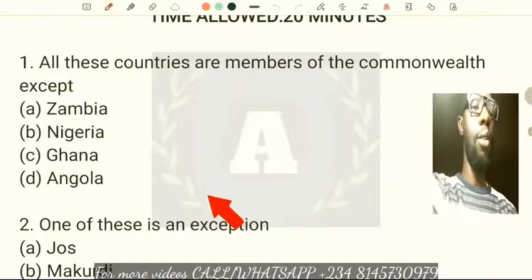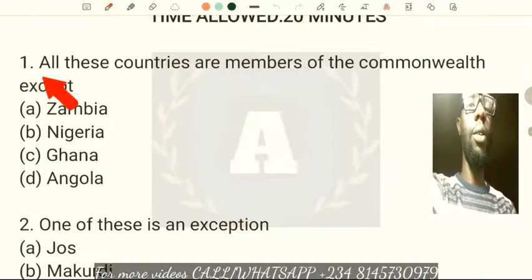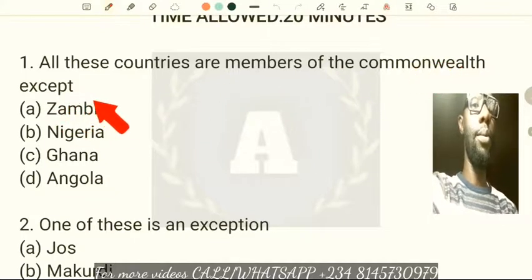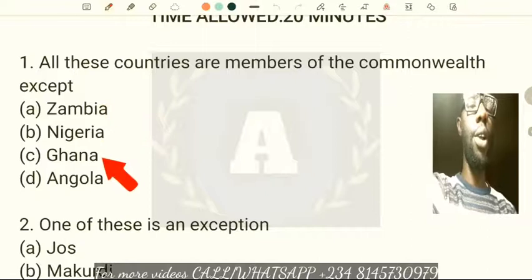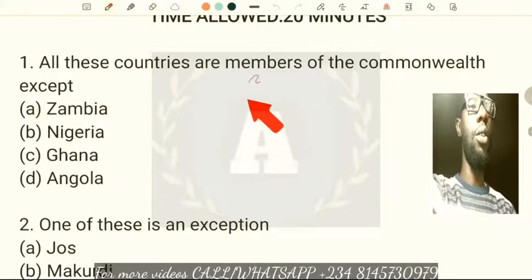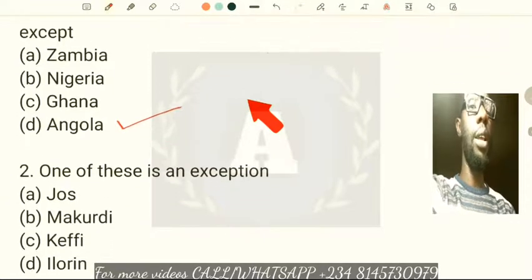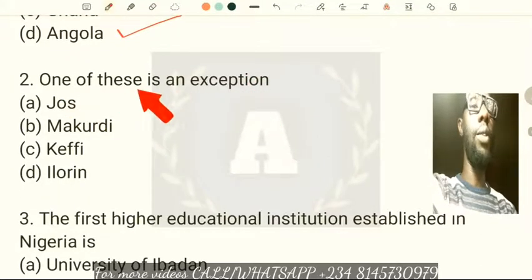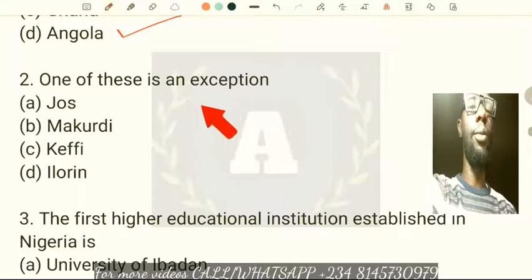Now, the first question here says, all these countries are members of the Commonwealth, except, okay, we have Zambia, Nigeria, Ghana, and Angola. So all of them are, except Angola, which is not a member of the Commonwealth. All right. Then we have the next question here, which says, one of these is an exception.